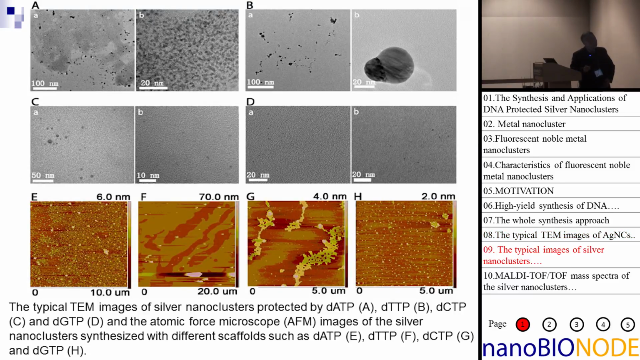Now here is the typical TEM imaging of silver nanoclusters by dATP here and dTTP here, and dCTP and dGTP, and also atomic force microscopy imaging of the silver nanoclusters synthesized with different scaffolds as dATP, dTTP, dCTP and dGTP, in these pictures.